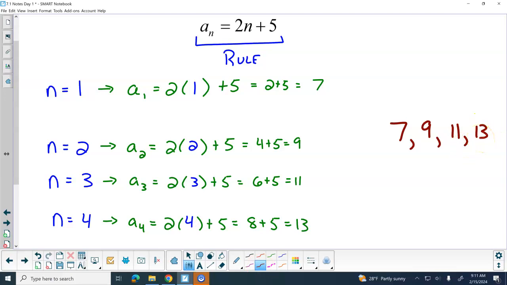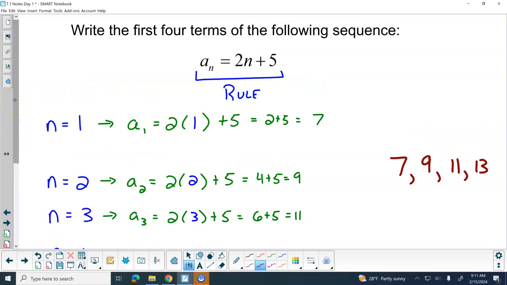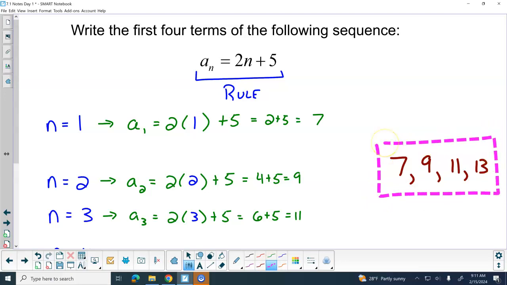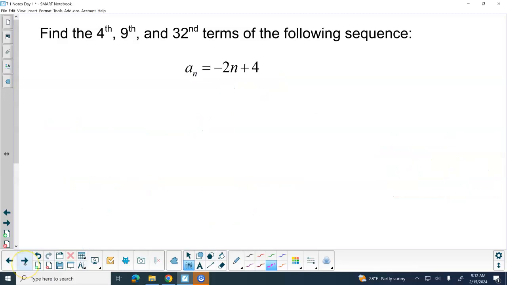Do I put dot, dot, dot after the end? Do I do that? Why not? Because you're just writing the first four. Yep. Just asked for the first four. It didn't ask for the sequence. Yep. Good stuff. Okay.